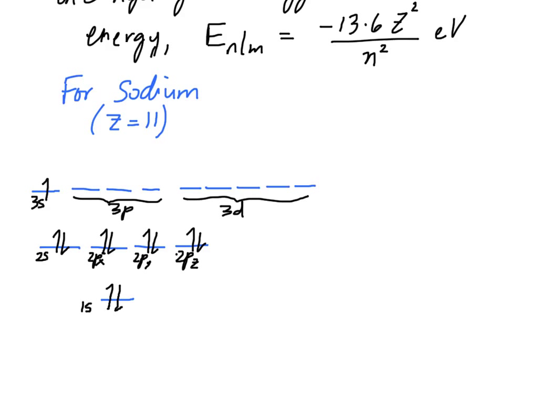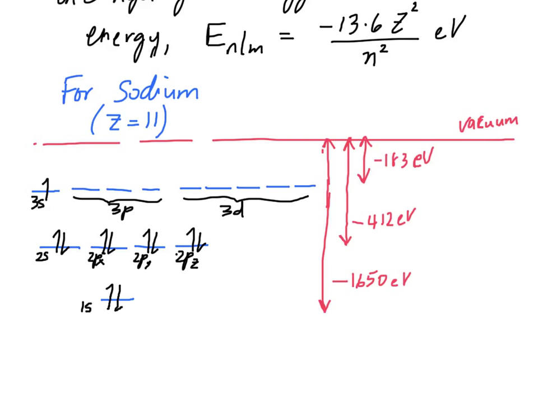But in the case of sodium, because Z equals 11, the energy values are given by minus 13.6 Z squared over n squared. So using that formula, we can actually write down the energies of the various energy levels with respect to our vacuum level. And we can compare that to experiments and see how well these numbers agree with the experiment. So there it is.